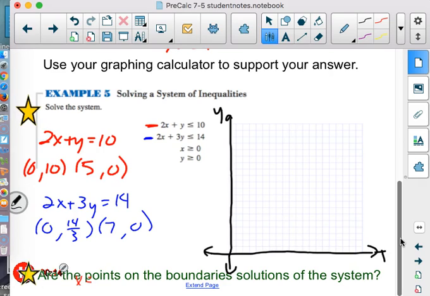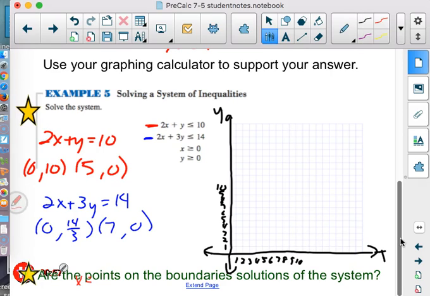And let's see, our biggest X is 10. So we can probably just go by ones. In fact, if you want to spread it out, give yourself 2 units. And then for our Y's, we've got our 0, 10 and our 0, 14 thirds, and 10 will take care of that as well. Now we go back to the graph and see what's going to happen.